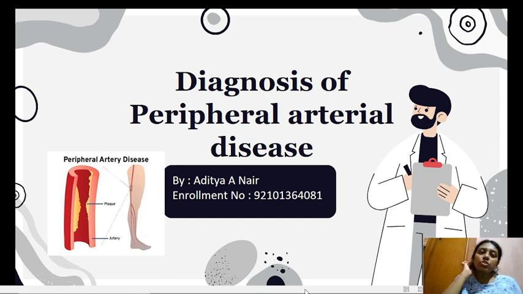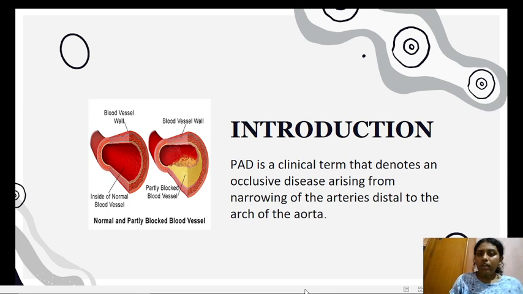So, what is actually peripheral arterial disease? Peripheral arterial disease is a clinical term that denotes an occlusive disease arising from narrowing of the arteries distal to the arch of aorta. So actually there is narrowing of the arteries, right? This particular narrowing can lead to the blood supply being disrupted, right? So it can cause various other problems.